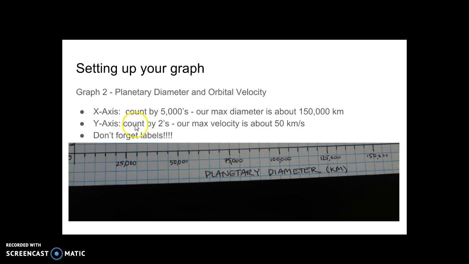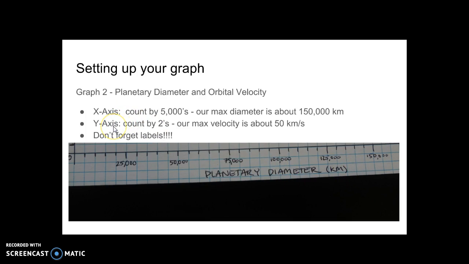For graph number 2, planetary diameter and orbital velocity, our x-axis, again, we will be counting this time by 5,000s. Don't let this boggle your mind. Pretend you're counting by 5s. Our maximum diameter is just a little bit less than 150,000 kilometers. So here's what I've done. 5,000, 10,000, 15,000, 20,000, and I marked on my fifth line 25,000. So you can see I've counted up by 5,000s up to 150,000. I also put a nice label on my x-axis.